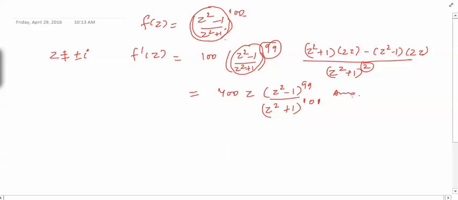So these are some of the properties of differentiable functions. Now let us look at one more example. Look at this example.